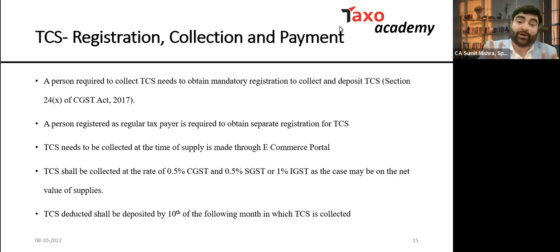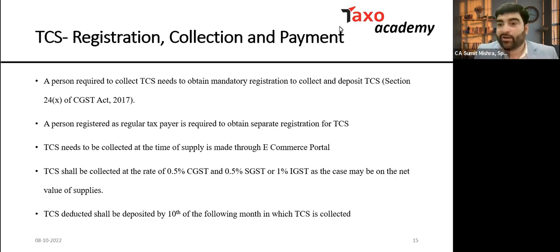Now, an important point: collection on which value? For example, there are a number of transactions that take place on the portal. In the practical world, if you order something on 25th of November, it is delivered by 28th of November. You open the packet, you find it is not up to the mark, and you return it to the e-commerce operator.